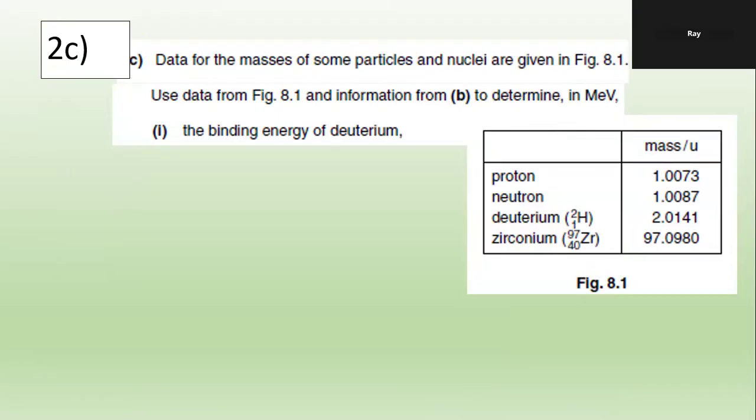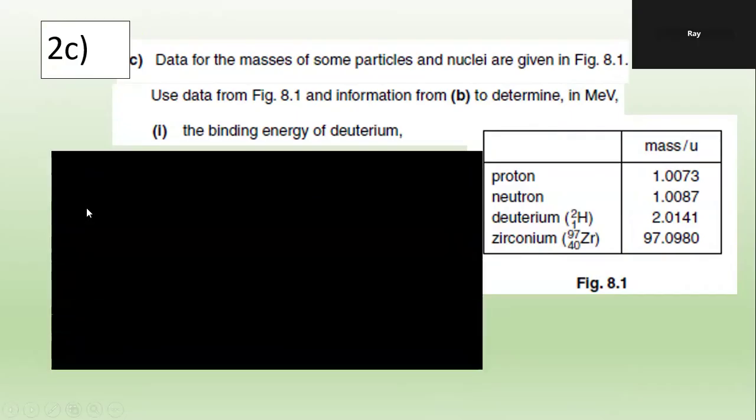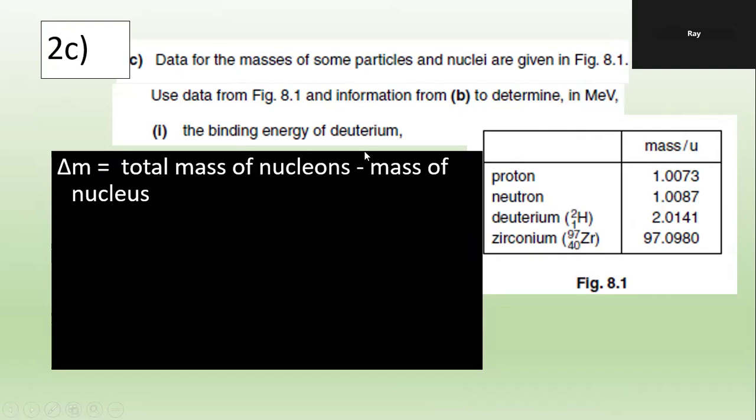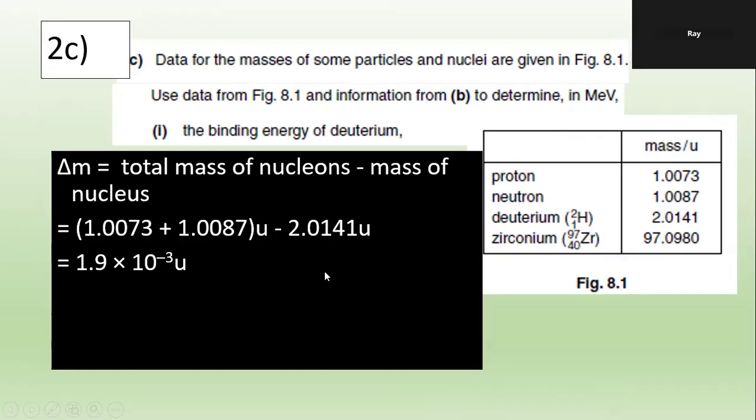Data for masses of some particles and nuclei are given in figure 8.1. Use your data from figure 8.1 and information from B to determine in mega electron volt the binding energy of deuterium. What's your answer? Calculate the mass defect first: total mass of nucleons minus total mass of nucleus. Total mass of nucleons, then the mass of deuterium. Subtract that in atomic mass units. So you get 1.9 times 10 to the power minus 13 atomic mass unit.